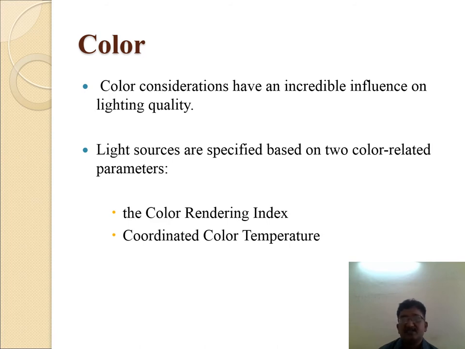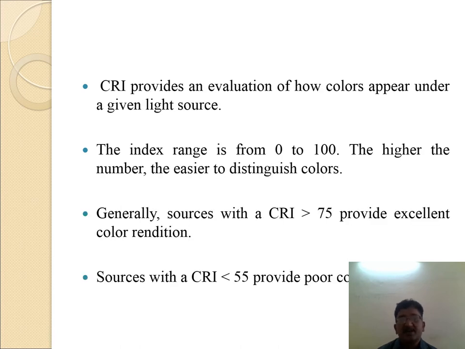And next is color. Color consideration is a very important factor for light quality. Light sources are specified based on two color-related parameters: one is the color rendering index, and the next is the correlated color temperature. The CRI provides an evaluation of how color appears under the light source. The index ranges from 0 to 100. The higher the number, the easier it is to distinguish the colors. If the CRI is greater than 75, it provides excellent color rendering, and a source with a CRI less than 55 is considered poor color rendering.